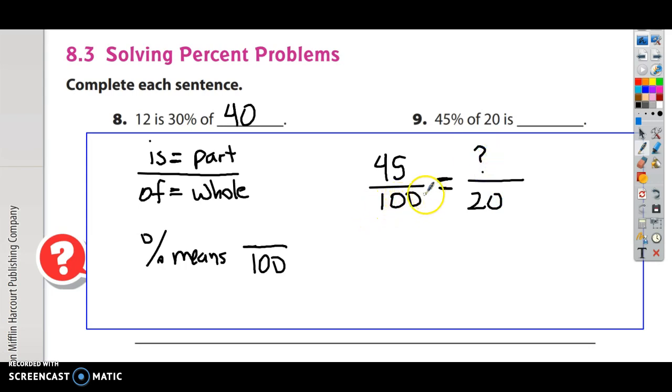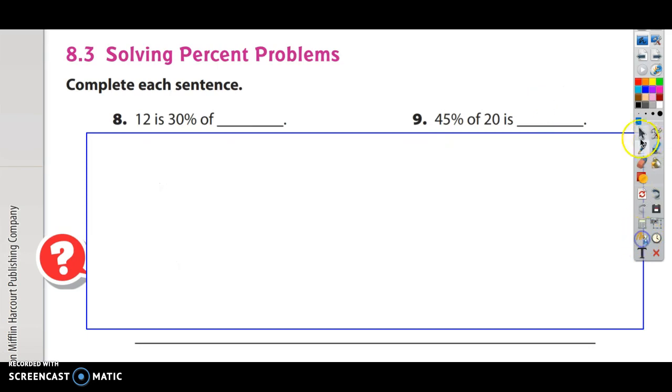Now on this one, I would go over to 100, and I would say, how do I get from 100 to 20? And I would say by dividing by 5. If you do 100 divided by 5, you would get 20. So to get my own unknown number, I also need to divide by 5. 45 divided by 5 is 9. The answer is 9. All right, moving on.